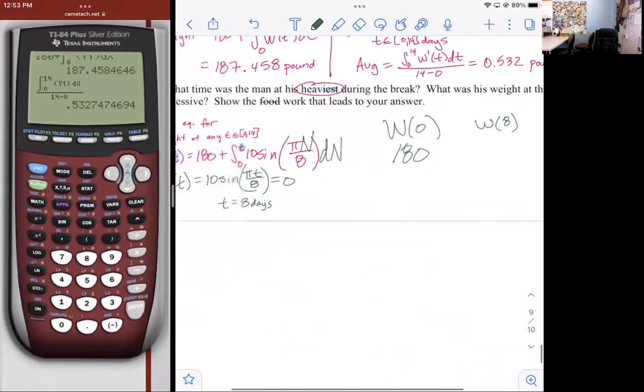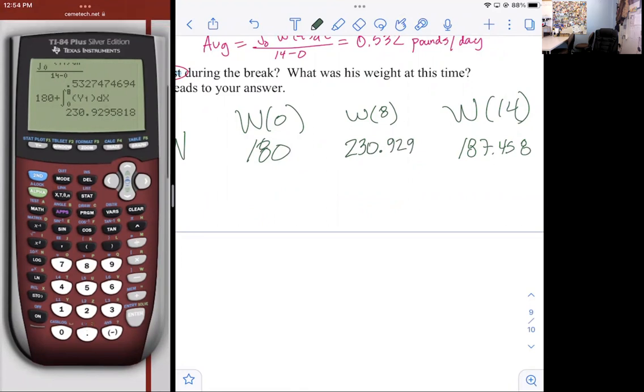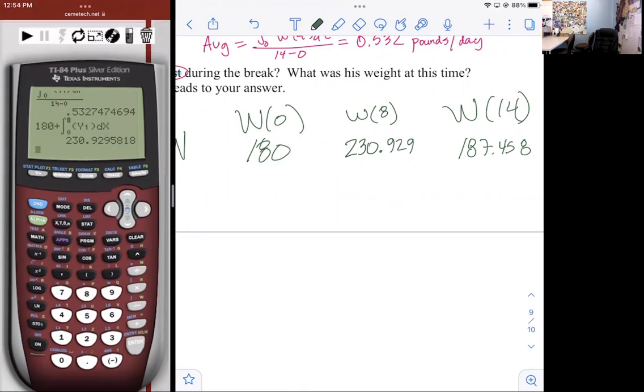And let's do it. 180 plus math 9 from 0 to 8 of alpha trace number 1 with respect to t or x in this case. And whoa, 230.929. Right, I know. Thank you, Aunt Janice.